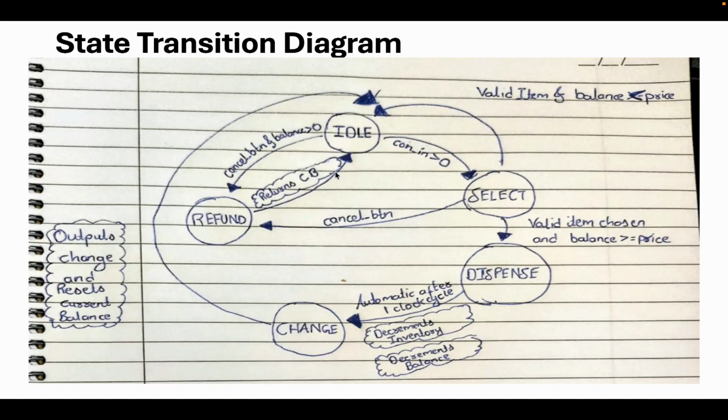Refund stage. One thing you have to note: whatever is in the curly bracket or box, you need to understand that it is given as the output. Whatever is not, it is the condition. Here it returns the current balance. Once you have cancelled the product and you do not want to buy it, it will return your current balance. Whatever money you had put, you will get it back.